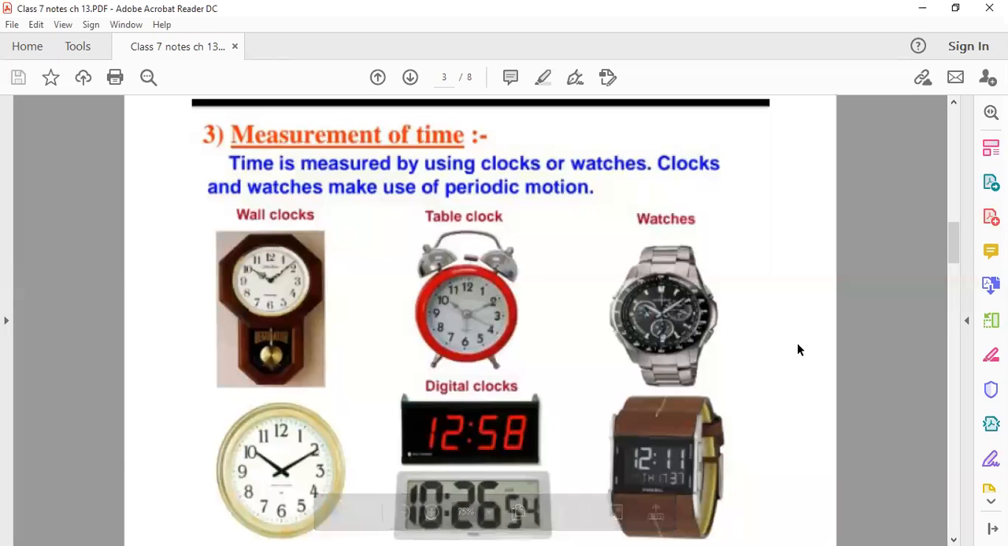Hello students. Today in this video, I will continue your chapter number 13, Speed, Motion and Time. So children, already we have learned about the concept of speed and different types of motion like uniform and non-uniform motion. So next comes the concept of measurement of time.